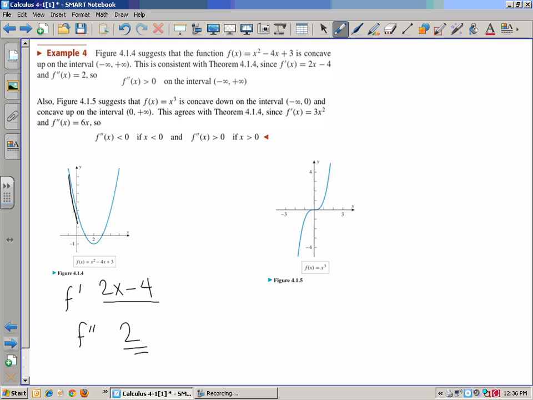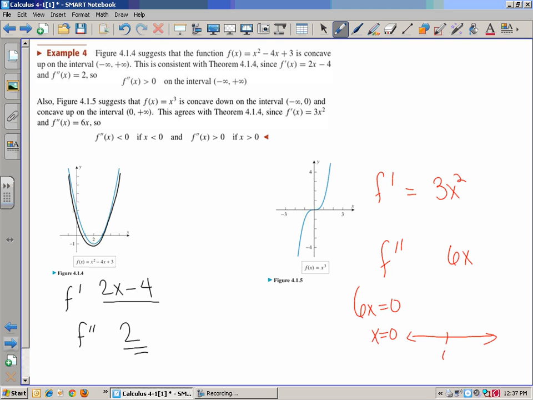And look, it's concave up. Now let's come over here. First derivative, this is example 2 and 3, I believe. We got 3x squared. Second derivative, we get 6x. We're going to set 6x equals 0, so x equals 0.